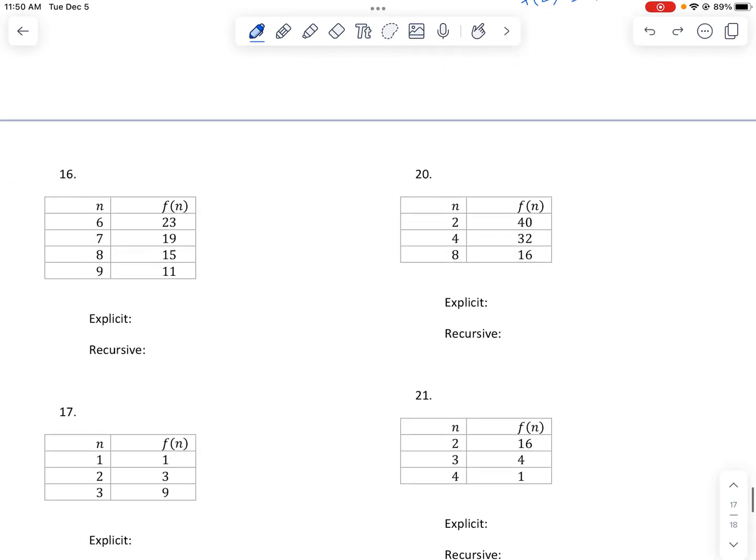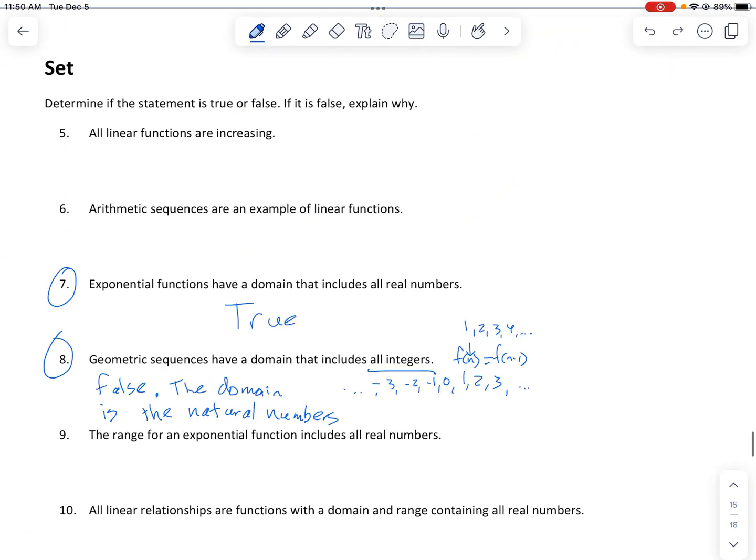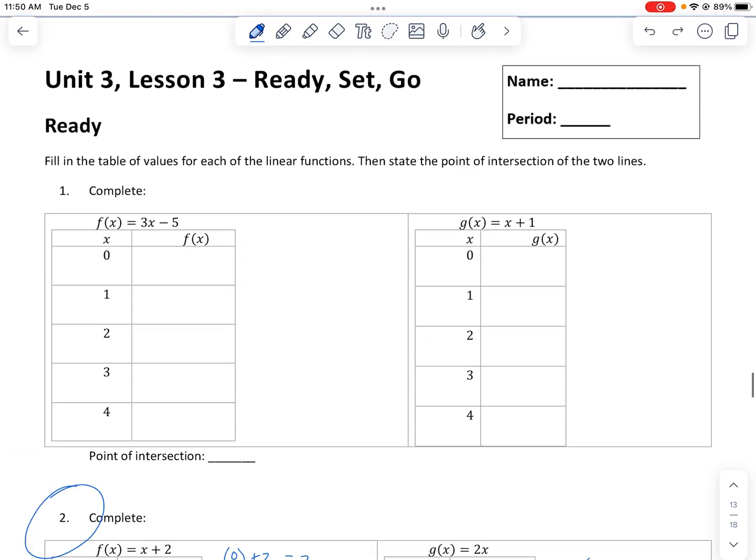So there you go. Reminder of how to write out your functions for those remaining ones. And there's your overview for how to do the Unit 3, Lesson 3 Arrays That Go.